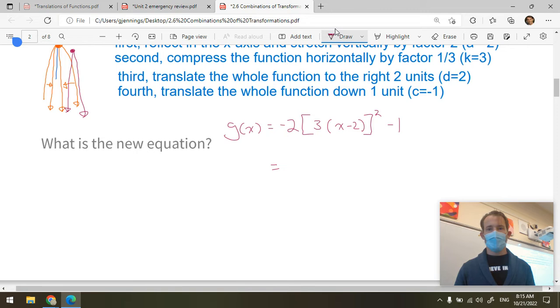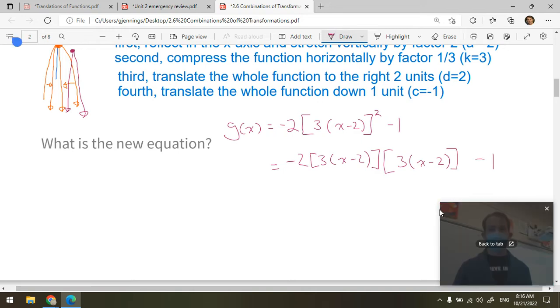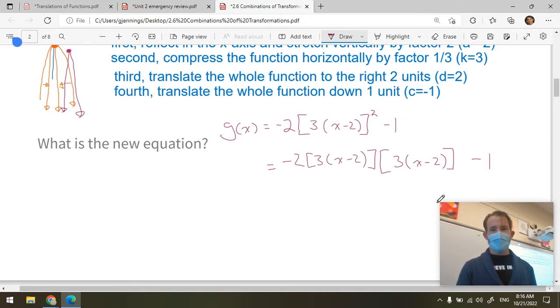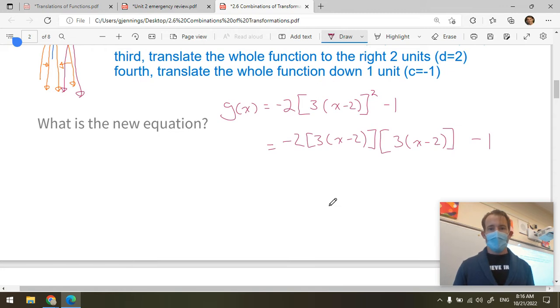Okay, so the first thing that I'm going to do is square this square bracket. So I'm going to have -2 multiplied by [3(x minus 2)] multiplied by [3(x minus 2)], then -1. I just took the squared out, right? And then did it. So I'm doing this squaring. Now, I notice that in this chain of multiplication, I have -2 times 3 times (x minus 2) times 3 times (x minus 2).